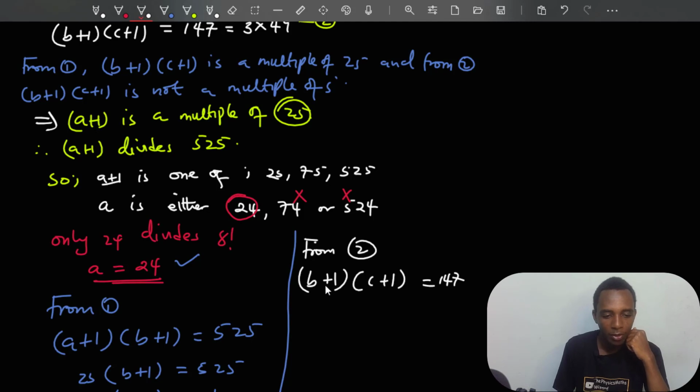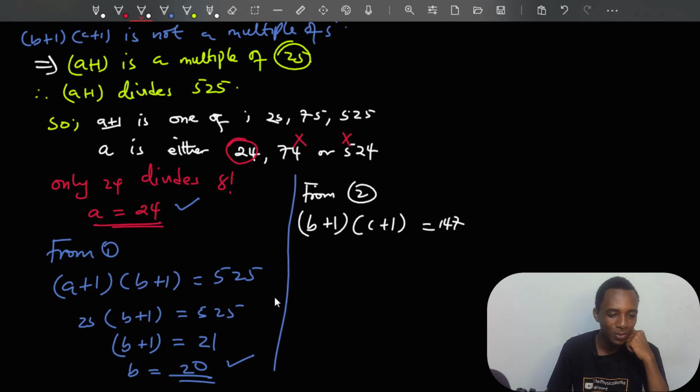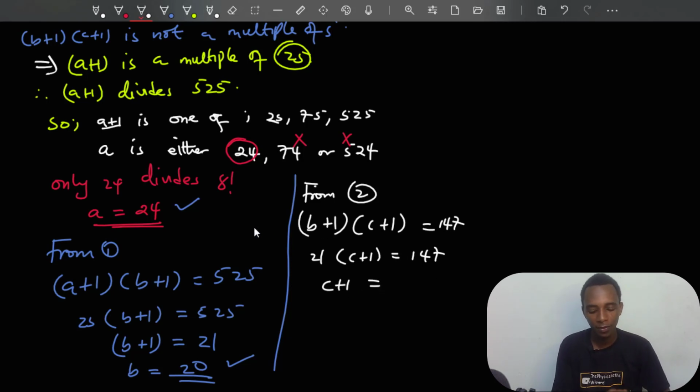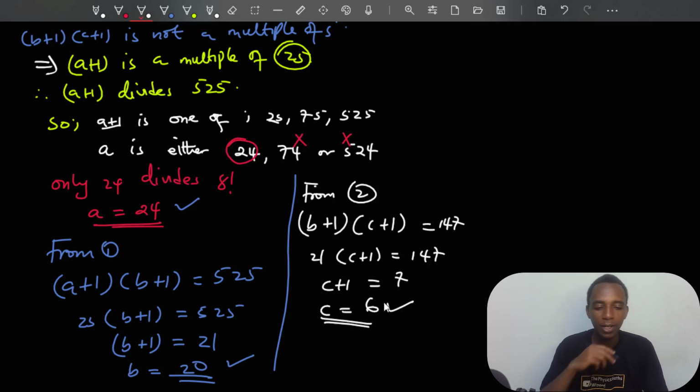But now we know the value of B, which is 24. Oh, is that 24? No, that's 20. So anyway, the whole of this is 20 plus 1. So 21 into C plus 1 equals 147. If I divide that, I'll have C plus 1 equals 147 divided by 21. What's that? Okay, that's a 7. Nice. So C is actually 6. All right, so there we have 3 values, A, B, and C.